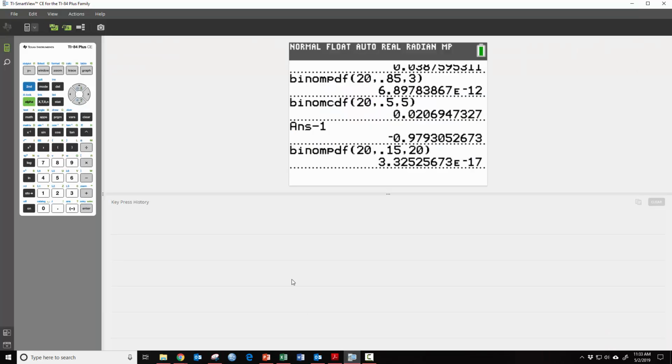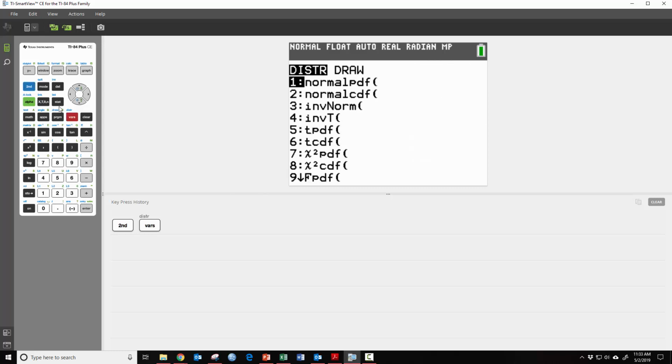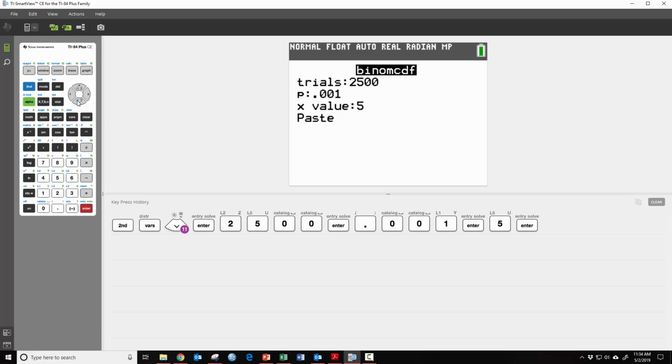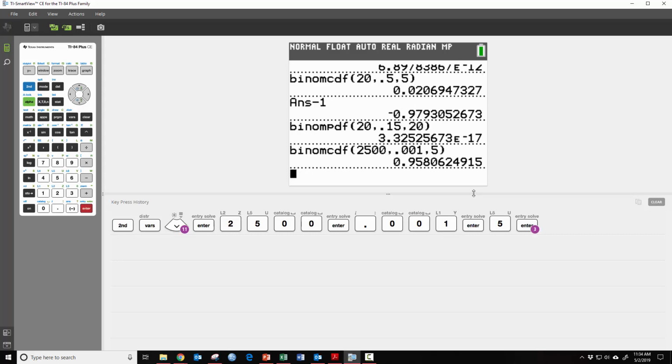And then, of course, in our calculator, second distribution, right, we've got to go down to the binomial CDF, choose that, 2,500 trials, 0.001, right, is our probability. And again, this is the CDF that accumulates up to a certain point. Since we want greater than 5, then we want to stop at 5. Paste that. There's that 95%, that same thing we got out of SAS, and then we got to do 1 minus that to get the proper answer.